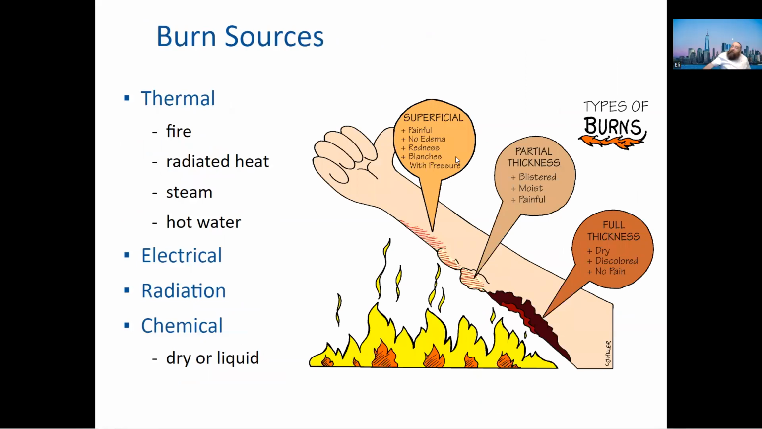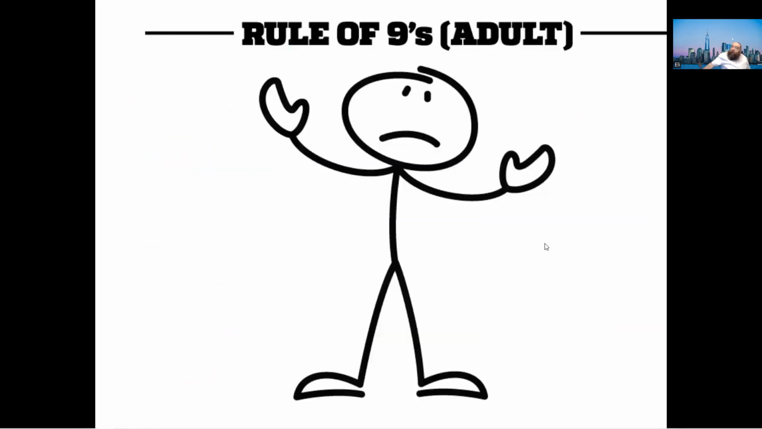All right. So again, superficial will just be redness. Partial thickness will be blistering, and full thickness or 3rd degree will be down into the muscle. Maybe you'll see bone, depending on how long they were exposed. All right, now we've classified the burns.